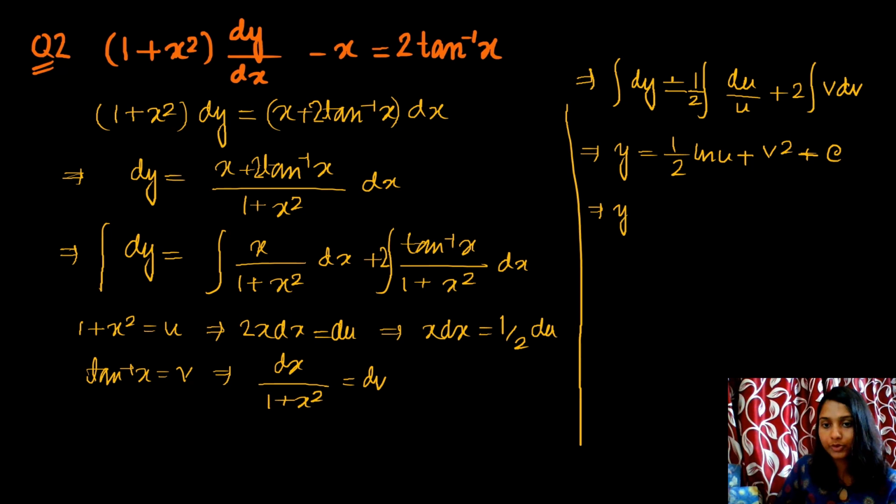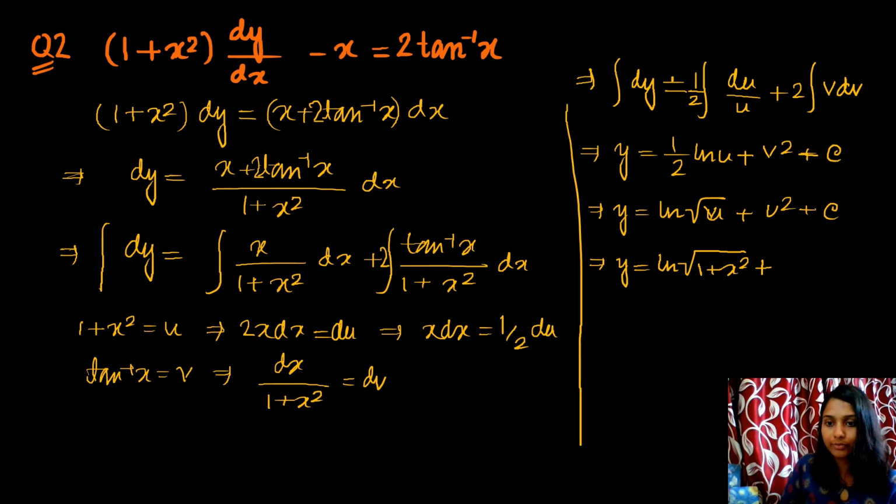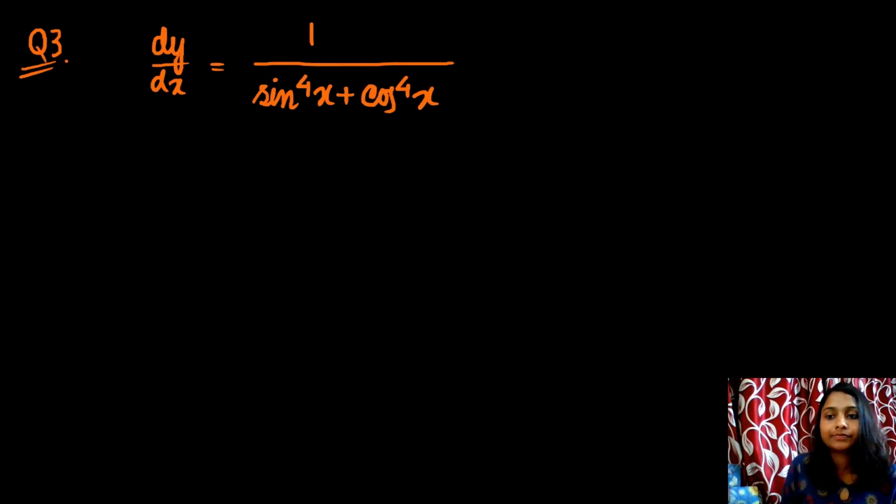So y equals ln root u plus v square plus c. So by putting the values of u and v, we will obtain y equals ln root over (1 plus x square), and there is v square, which will give (tan inverse x) whole square plus c. Now let us see this example here.